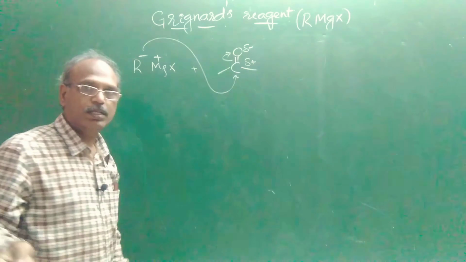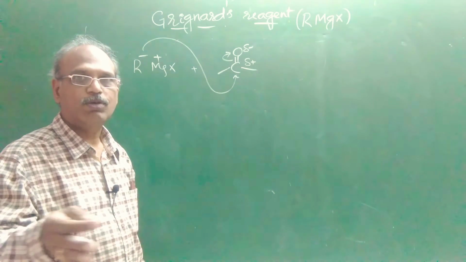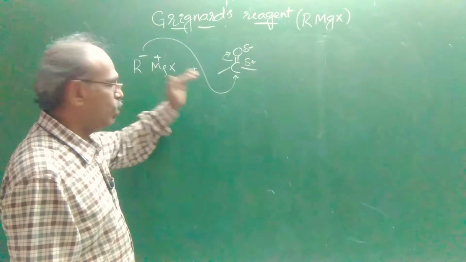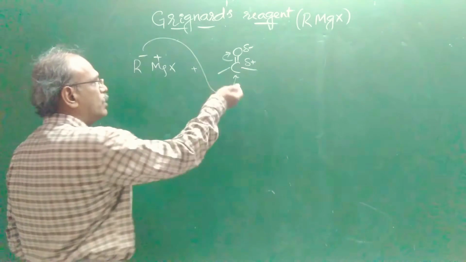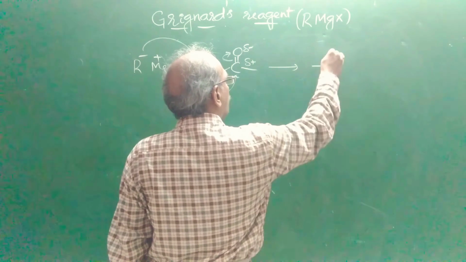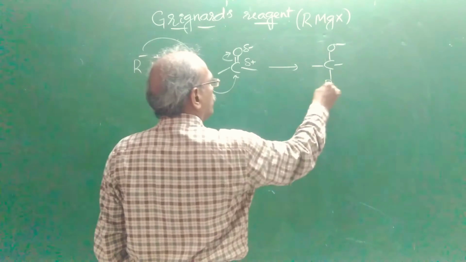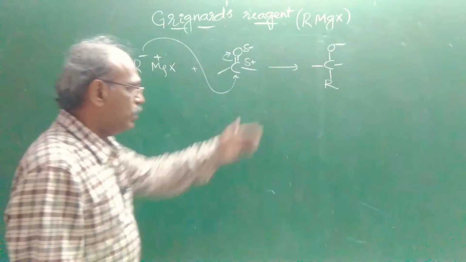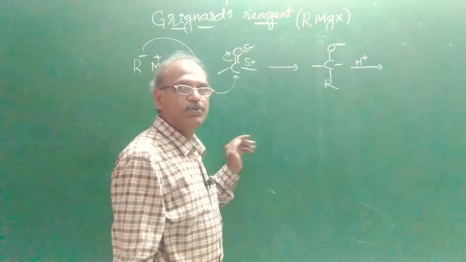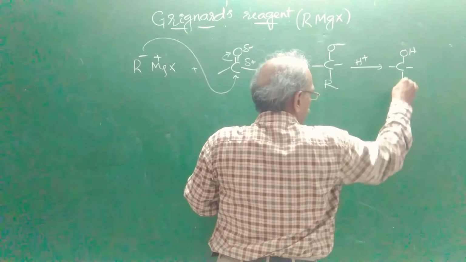We have seen in the previous video on electrophiles, please refer to electrophiles and nucleophiles. In that video I have clearly given the difference between nucleophile and base. So here it is acting as a nucleophile. It becomes O minus, and this R is bonded to this. After acidification, sometimes they may or may not give this H plus. After acidification, it becomes an alcoholic group.